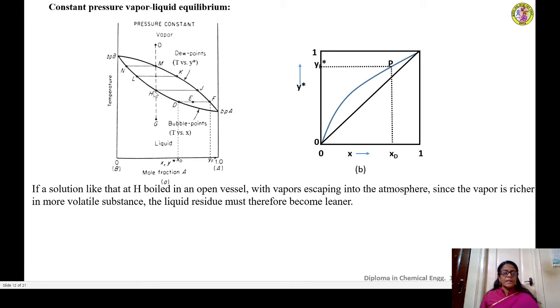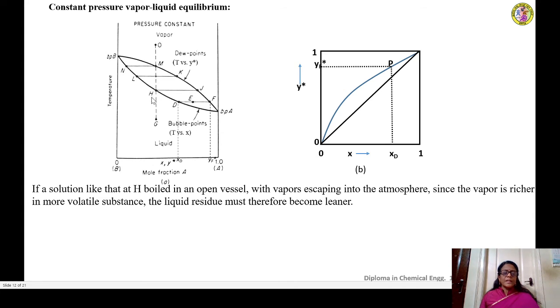Okay. Now just consider a solution represented by point H. So you all know that every point on the lower curve represents a saturated solution. If this solution is boiled in an open vessel with a continuous escape of vapors, then the composition of the residual liquid and the temperature follow the lower curve from H to L, for example. So similarly, it is carried out up to point B, PB is reached.